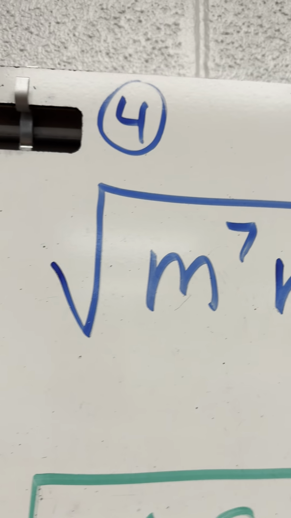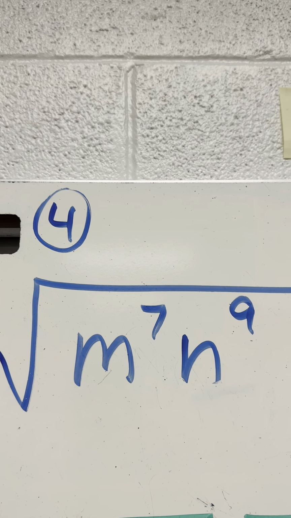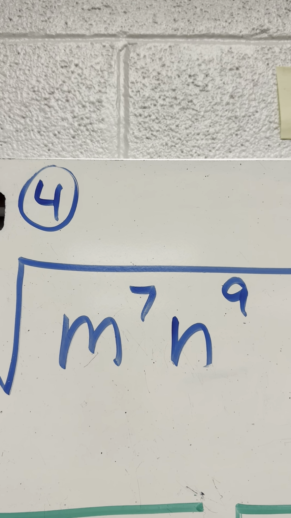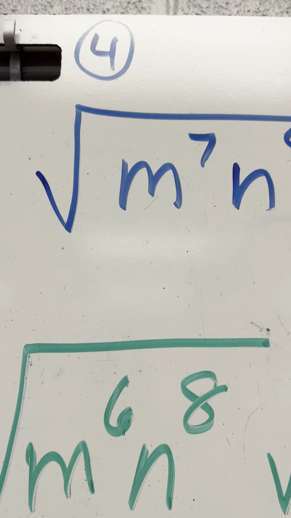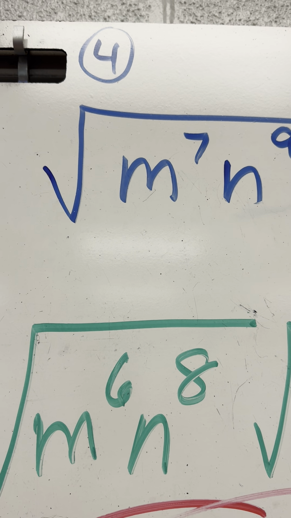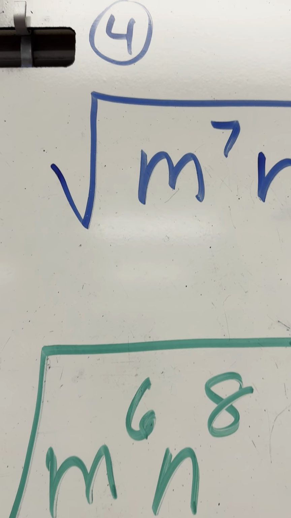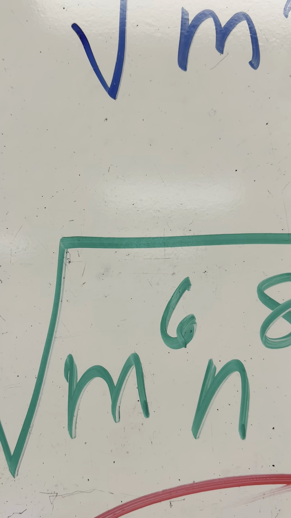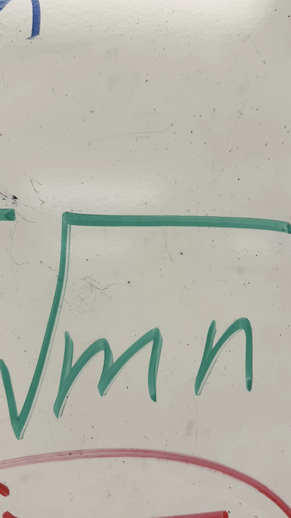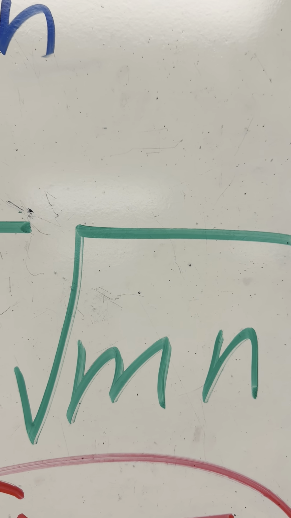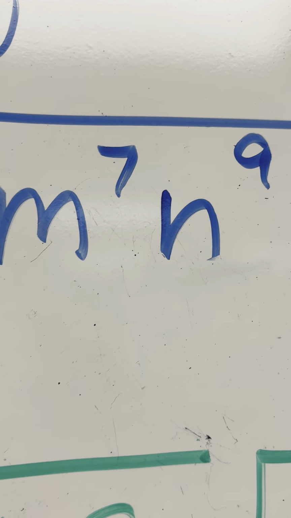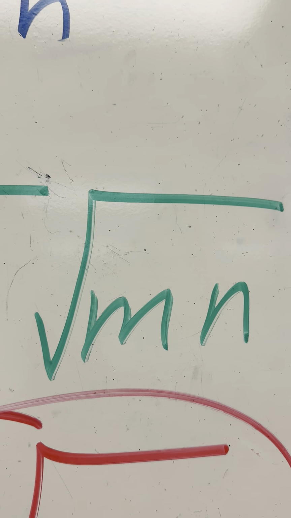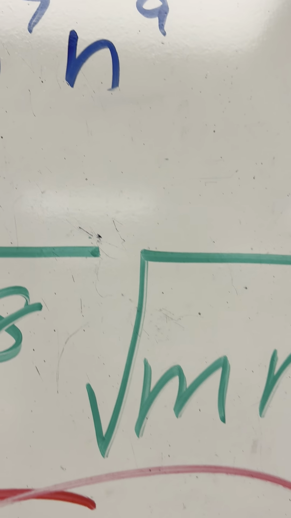Now, if I have an odd numbered exponent, I can't take the square root of m to the 7th. So I can take the square root of m to the 6th. So what I'm going to do is take 1 away, and instead of m to the 7th, I make it m to the 6th, and I have another square root with just m to the 1. Okay. When I have n to the 9th, I make it n to the 8th, and I have another n over here to make n to the 9th.